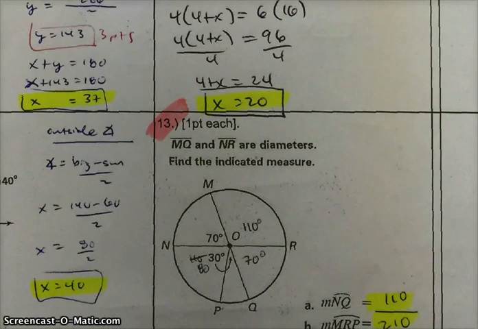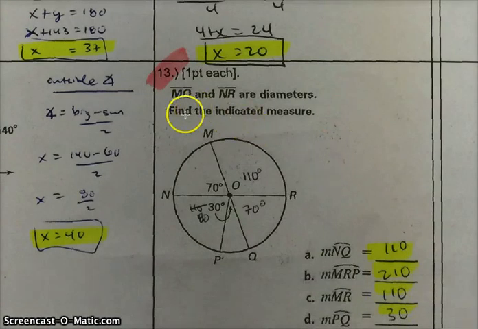Last question. MQ and NR are diameters. So MQ, that's telling you that's the center. And R, straight lines, right? Find the indicated measures. So they give you 70 here. You can use vertical angles, right? Same two lines. Opposite sides are congruent, so that's 70.